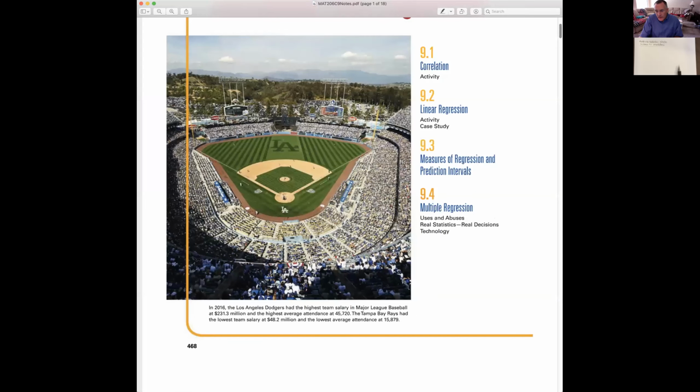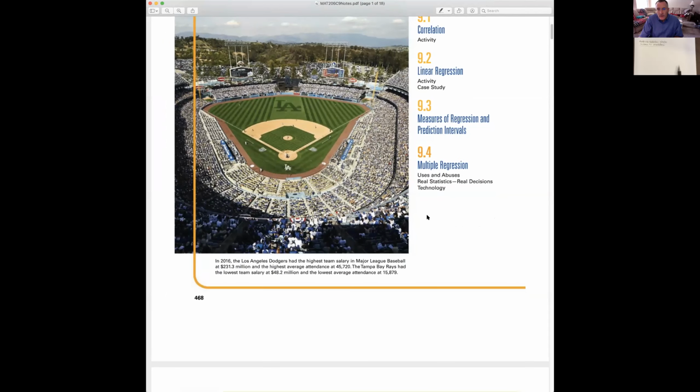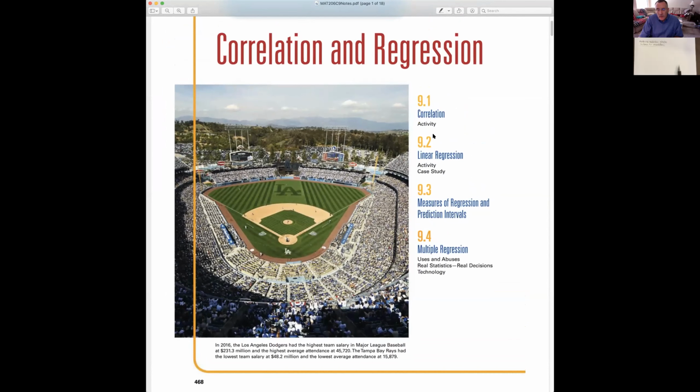Okay, so here is the textbook, and here are some notes regarding correlation and regression. Notice that there are 4 sections in this chapter, and we're not going to do multiple regression. Multiple regression is when you have more than 2 variables, and for us, we're just going to get our feet wet here in the beginning of chapter 9, which is 2 variables. So we're going to look at correlation, linear regression, and some measures of regression and prediction intervals. That's what we're going to look at.